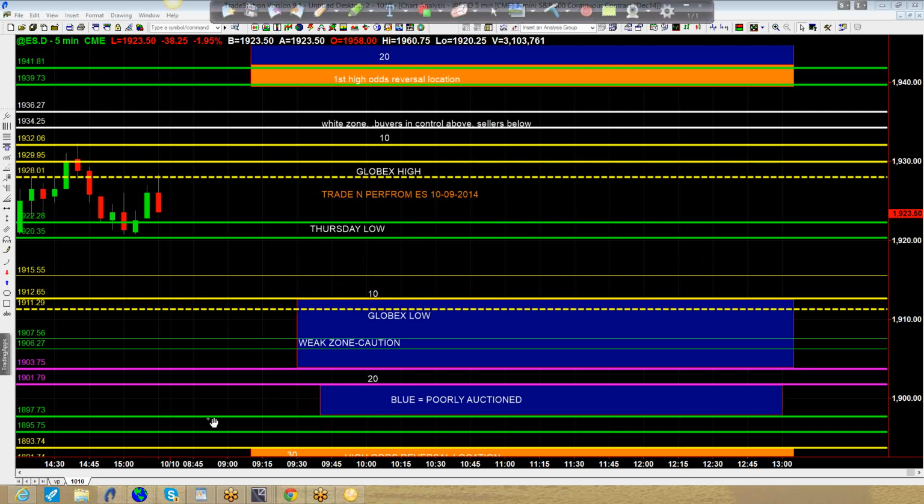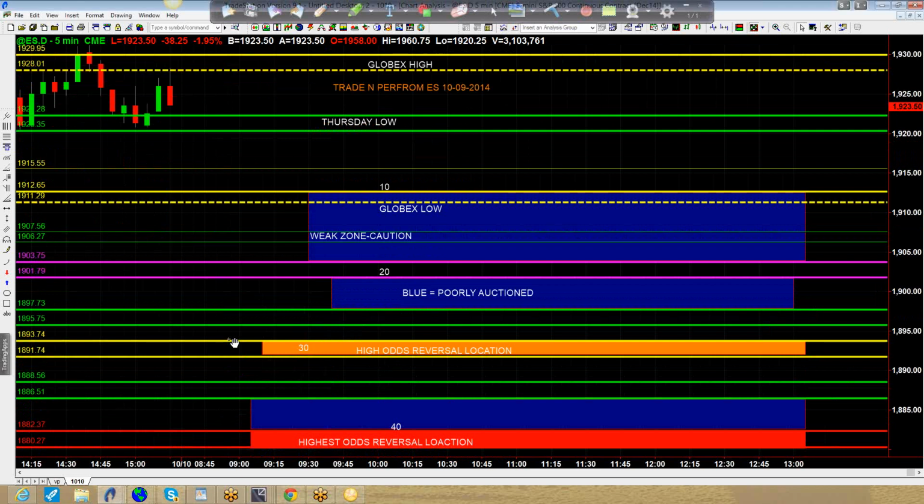And then finally we get deep enough into 1893.75 to 1891.75. First time into this location, I will take a long. As long as I can get a 2-point scale off this area, I will not move up my stop. Normally, once I take my first scale, I usually at least move the stop on whatever the balance is to a net break even or to a swing low, one of the two.